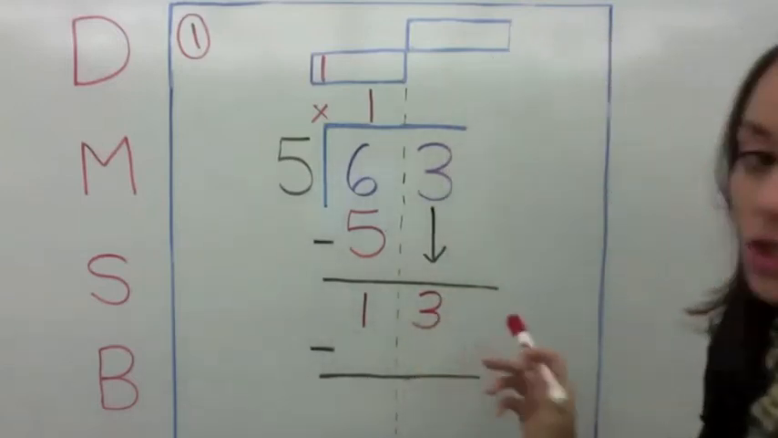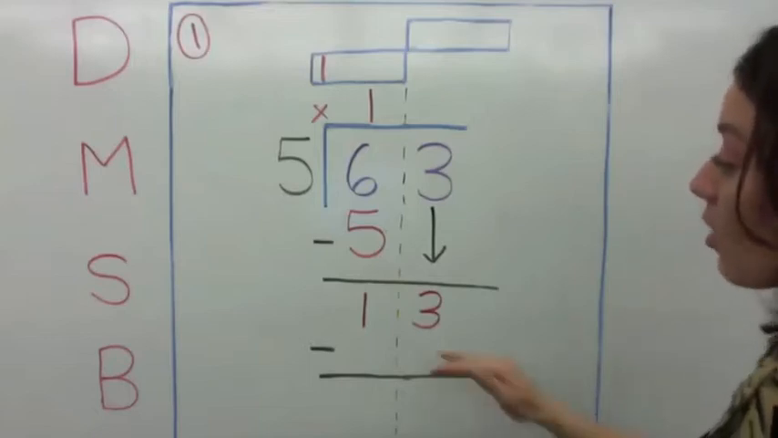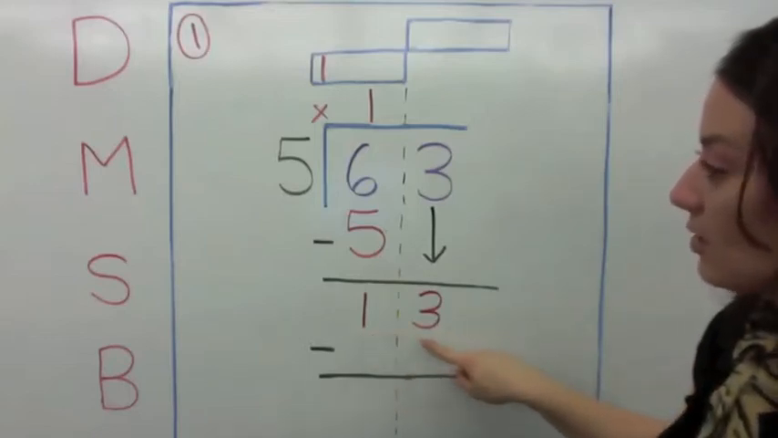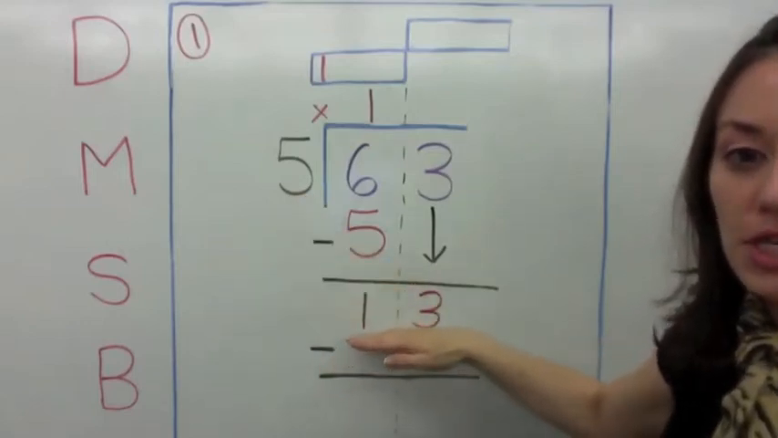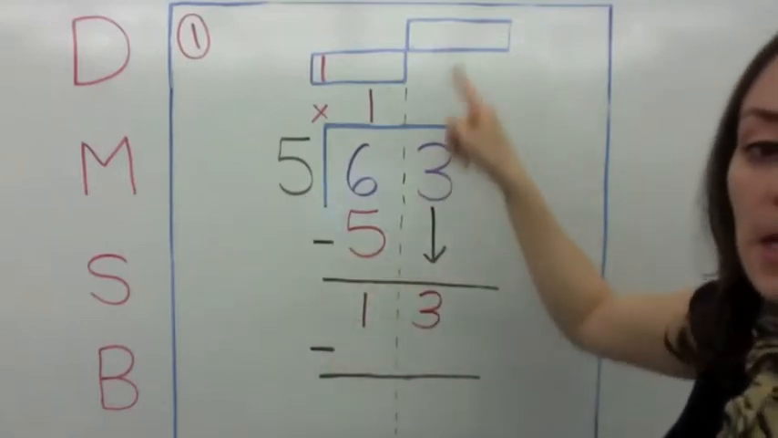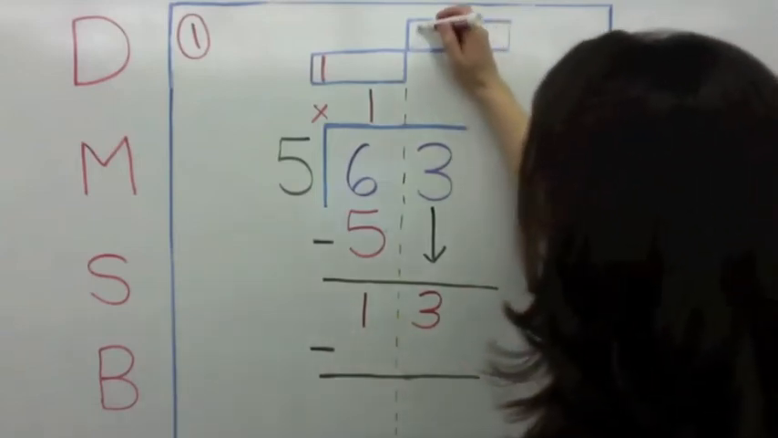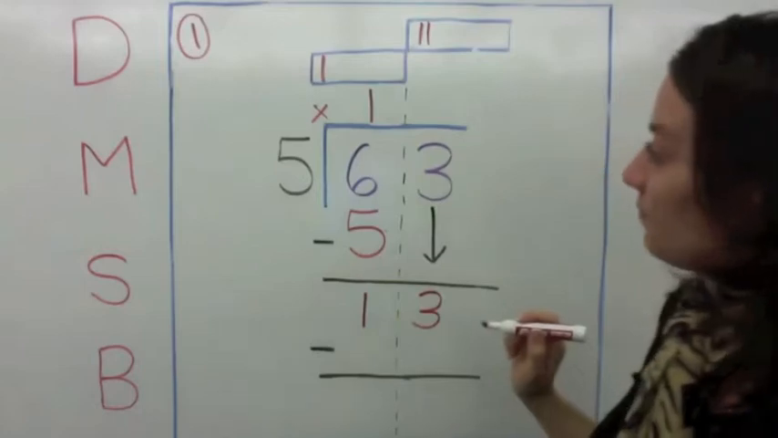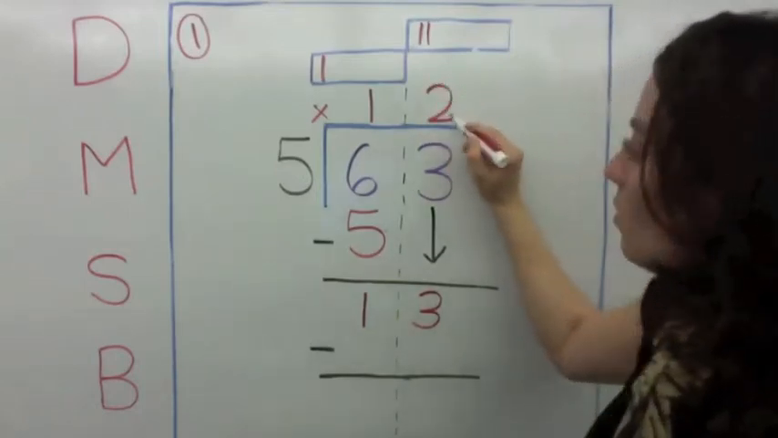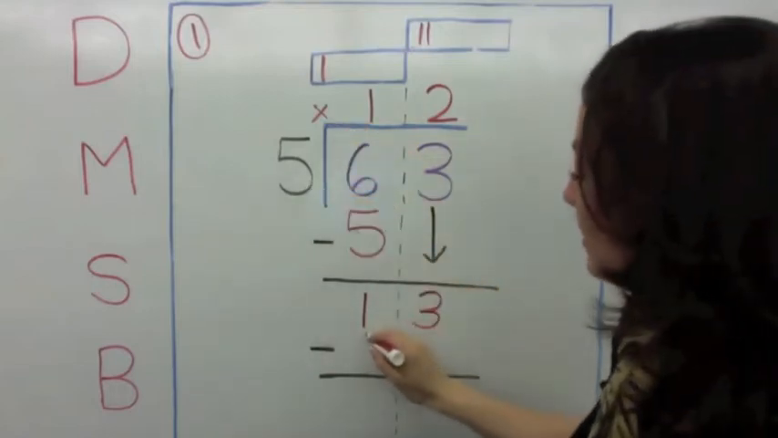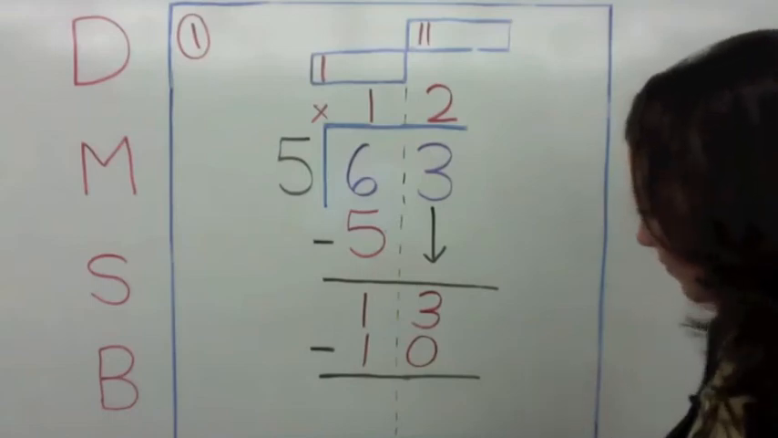All right. Now, this is probably where some of you get confused. Now we're really looking at 13 divided by 5. How many times does 5 go into 13? We're going to put tallies in this box. So we say, okay, 5, 10. 2 times, right? So we're going to put a 2. 2 times 5 is 10.